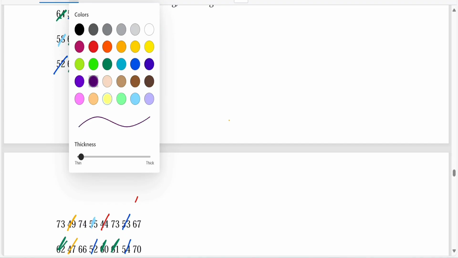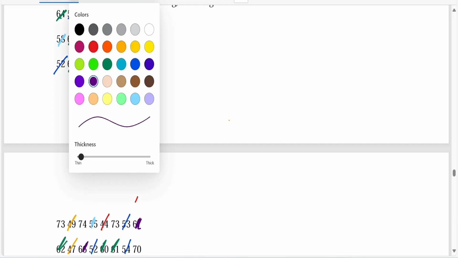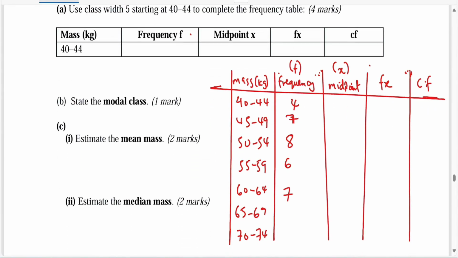The colors pairs and changanya. 65 to 69 haiko. Hii hapa. Which other one? 65 to 69, this one and this one. So ni tatu tu. So 3 numbers only.